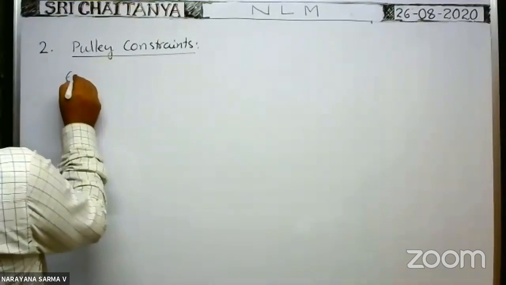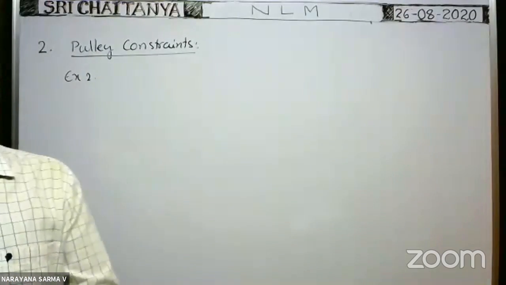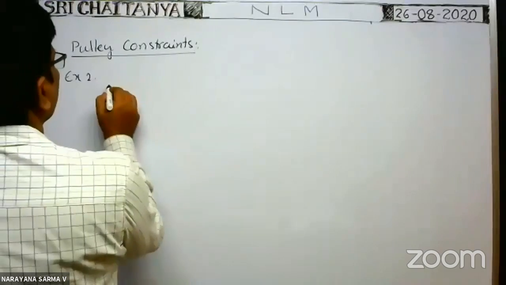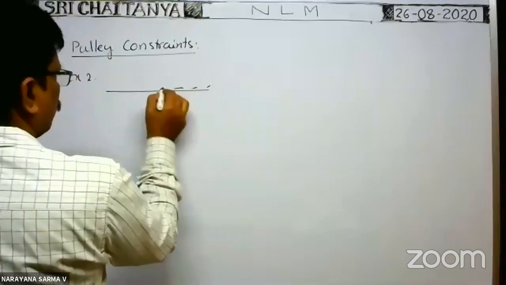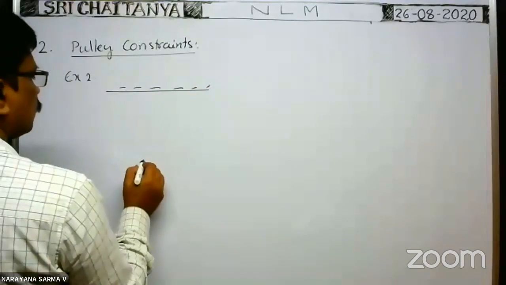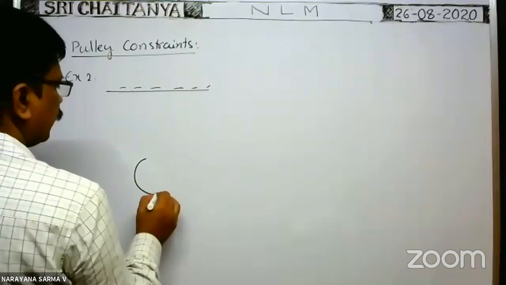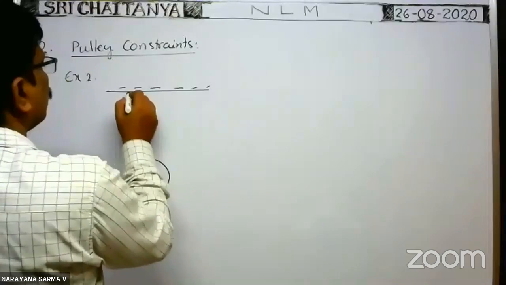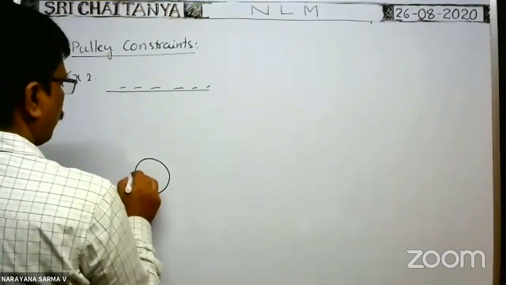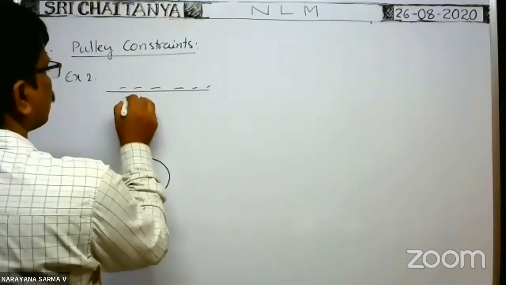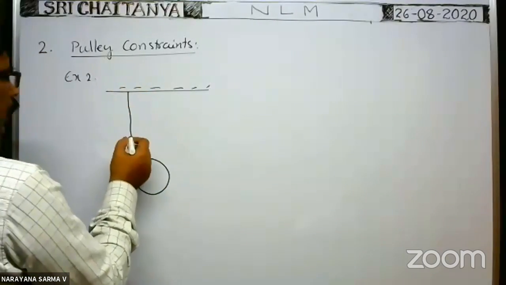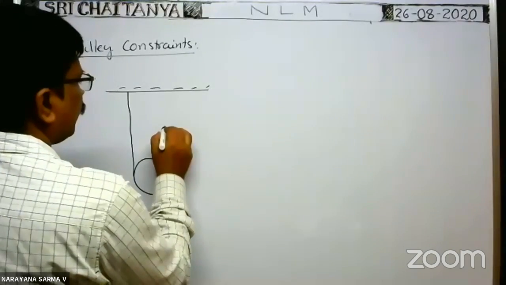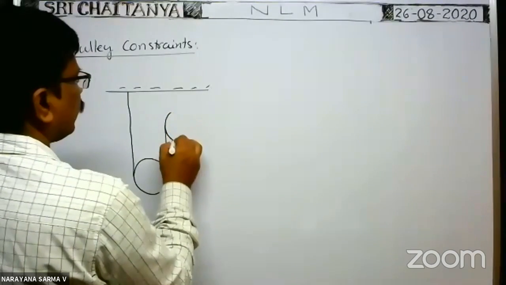Okay, example 2. Here by means of two pulleys, suppose this is the rigid support. One pulley is here. One string is fixed to the rigid support here, and it is passed over the pulley, and this string is passed through another pulley arranged here.